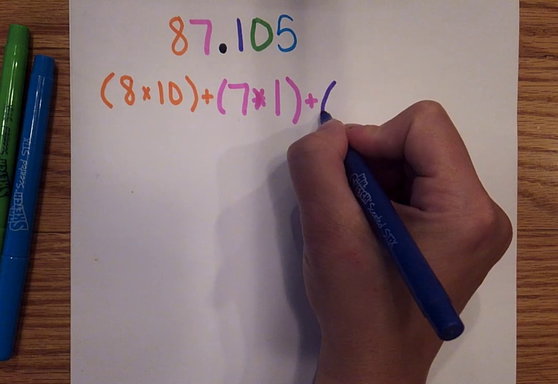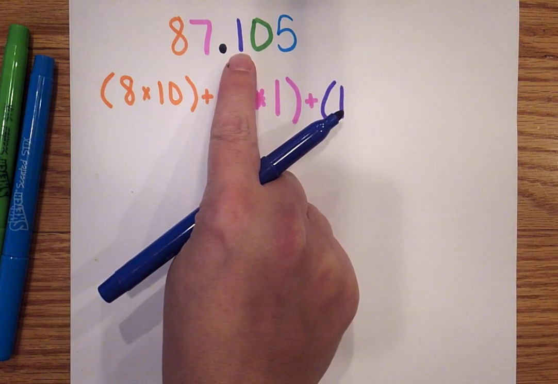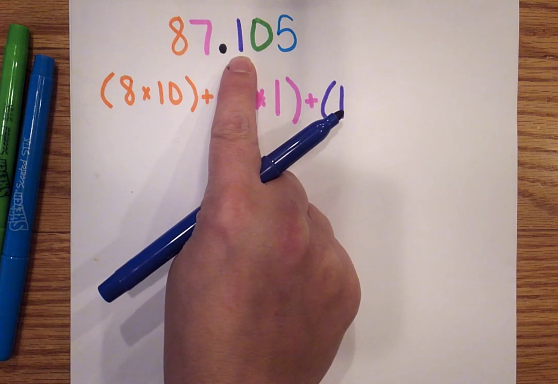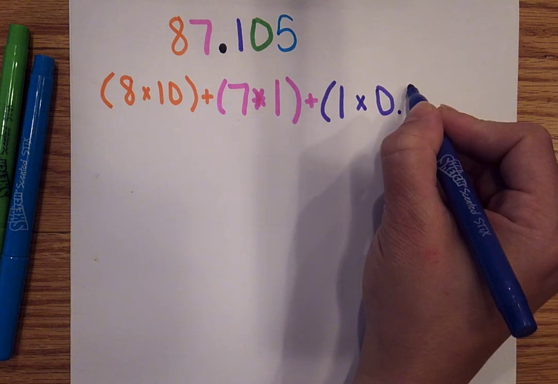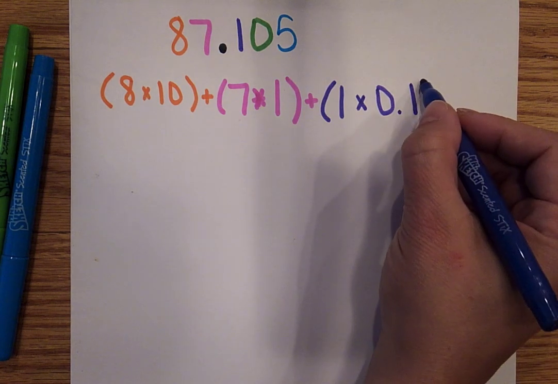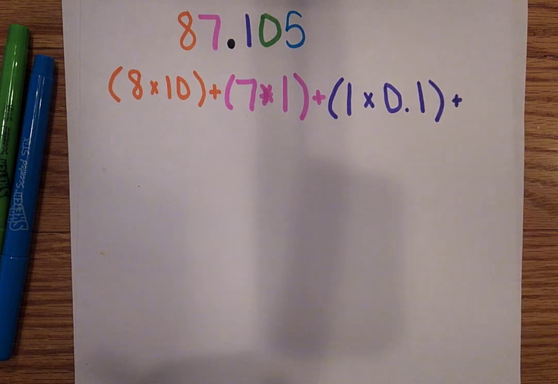My next digit is a 1. It is in the tenths place. So when I write that as a decimal, I'm going to write times 0.1. Close my parentheses. I'm going to add that to my next digit.